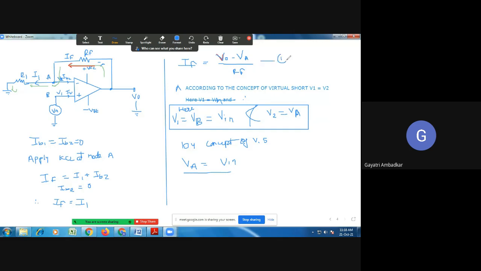Therefore, what is my current IF? Have you understood this? What is V1 actually? It is nothing but Vin. Because I am calling this terminal B, I can also call this V1 as VB. So the voltage at this terminal is Vin, therefore virtually the voltage at this terminal, at point A, is also Vin. Therefore, I can write IF is equal to VO minus this VA, which I am going to replace by Vin, divided by RF.